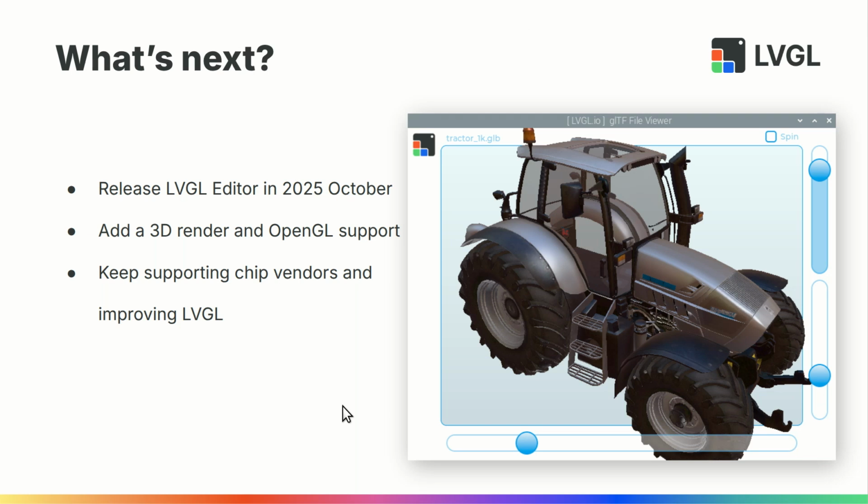Let me tell you what we are working on right now. So as I mentioned, we will release the UI editor in October 2025, but besides that we are also working on a 3D renderer for OpenGL. For example, this truck was already rendered with that. Obviously for this you need a GPU which supports OpenGL as well. Of course, we also keep supporting our chip vendor partners and continue improving LVGL as well.